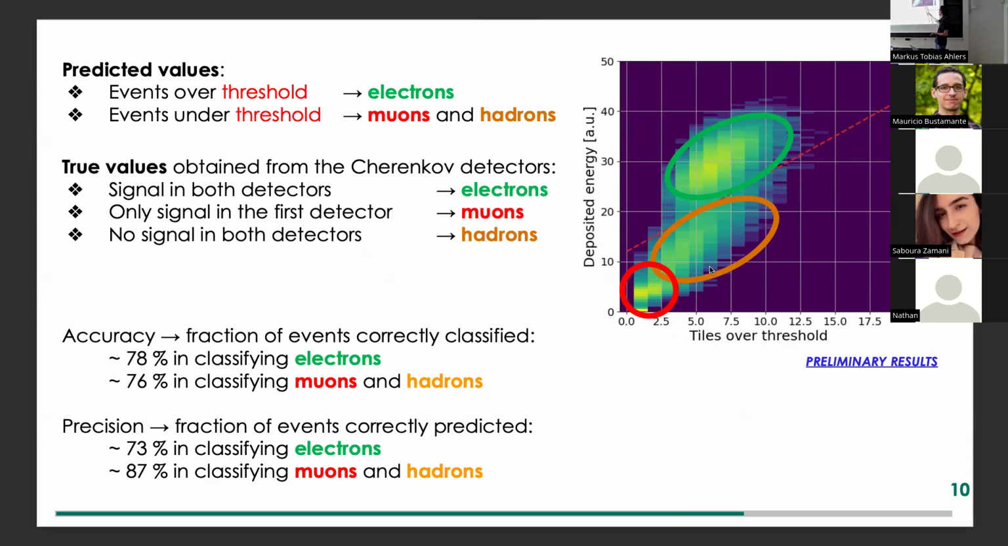Under that, there are all electrons, and above, there are muons and hadrons. And these are the predicted values. The true values are the ones of the Cherenkov detector present in the beamline. So we have computed the accuracy, so the fraction of events correctly classified, and the precision, so the fraction of events correctly predicted, and we have some good values for our first test of particle discrimination.